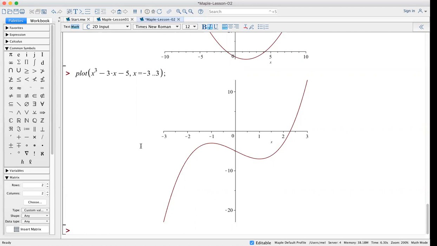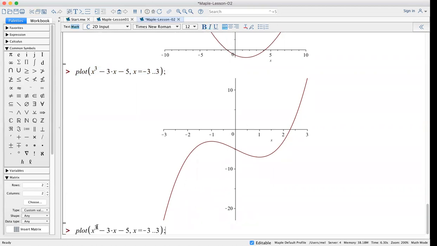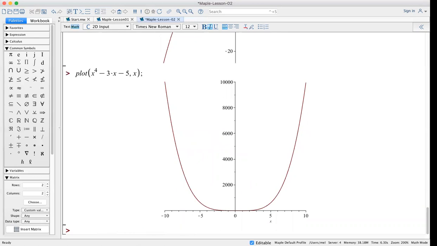If the leading coefficient is positive, it comes up, has a local maximum, turns around, has a local minimum, and goes up again. That's the graph of this cubic. And the last is to look at this 4th degree polynomial. That's what it looks like.